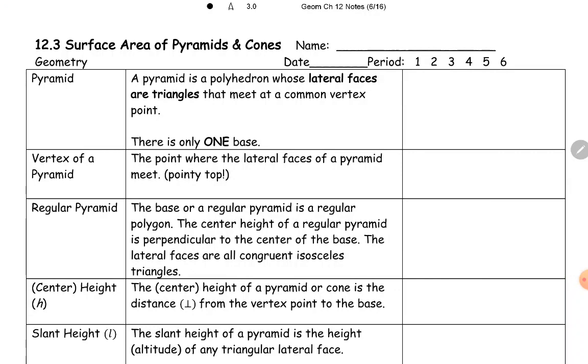Well, a pyramid has one base. It could be triangular, it could be rectangular, it could be many different objects, but all the lateral faces meet at one point, the top, and we call this the vertex. A regular pyramid has a base that is regular, so a square, or a regular pentagon, regular hexagon, and so on.